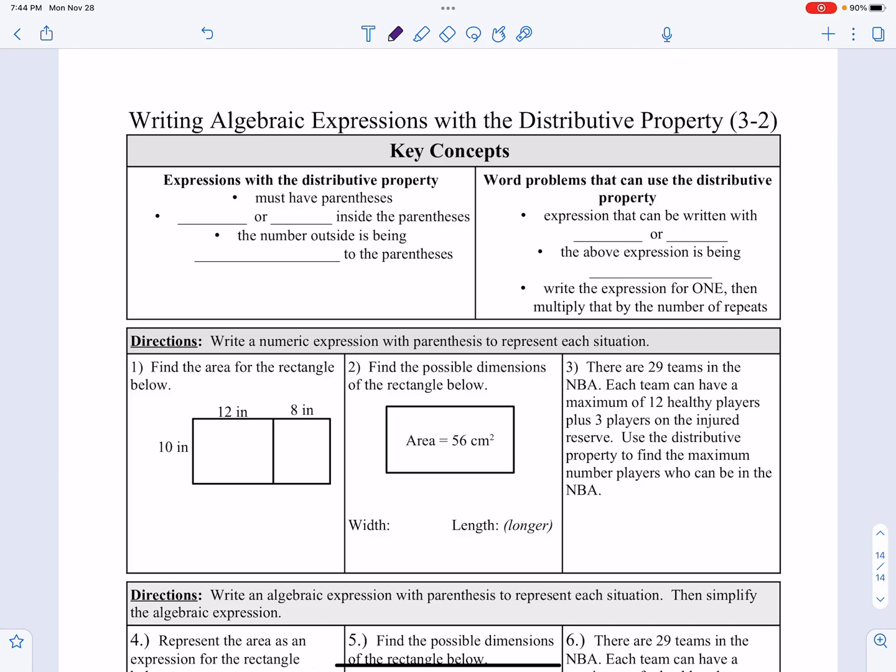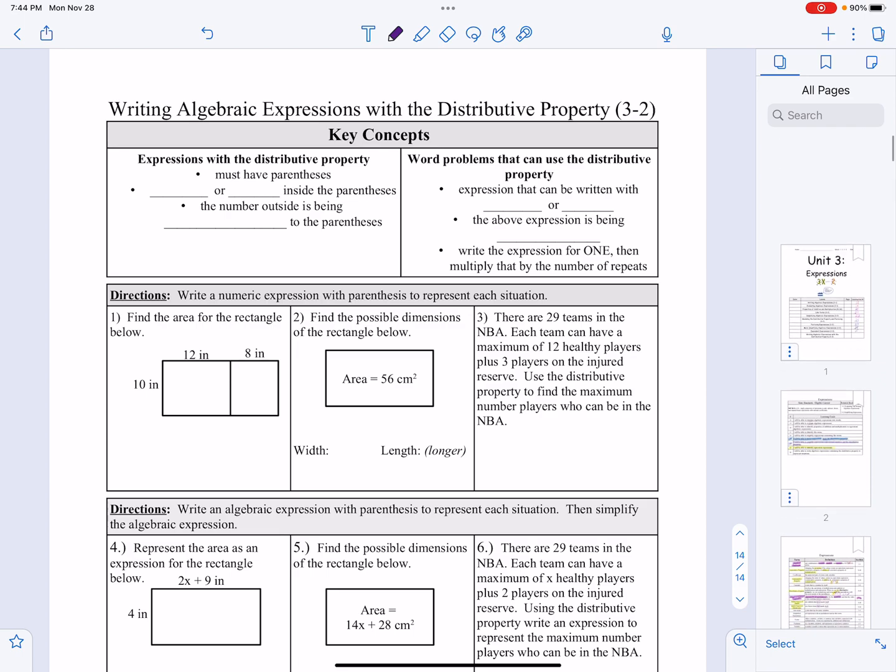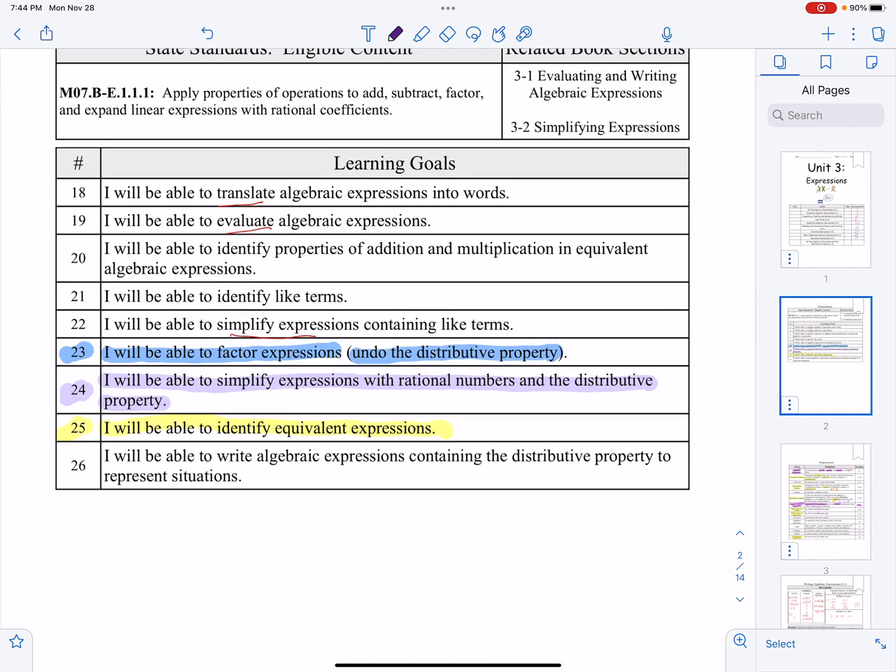All right, here is your very last notes for the expressions unit. Let's go ahead and fill out our table of contents this very last time. Okay, looking at the learning goals.